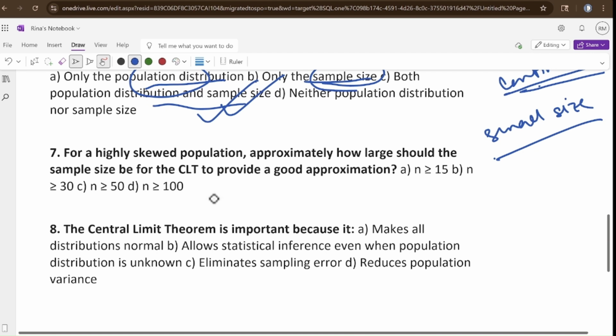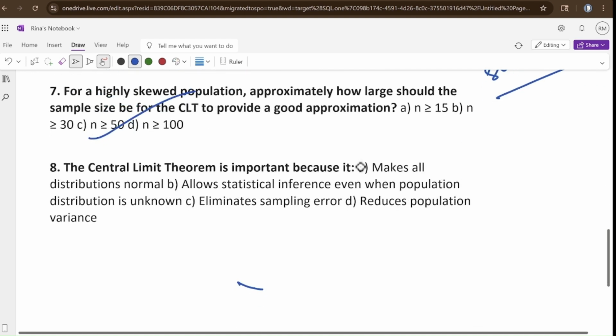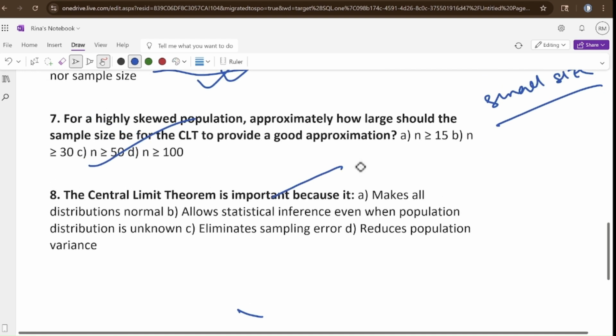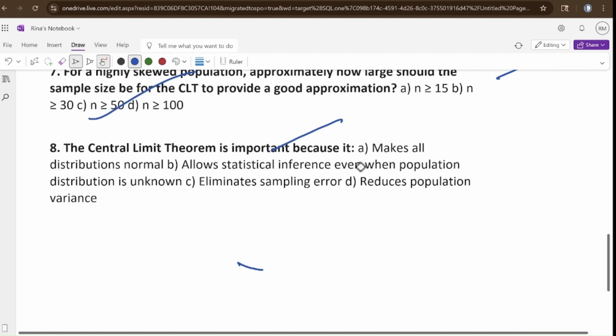For a highly skewed population, generally it is considered that you take n greater than or equal to 50. N is the sample size. Okay, now the next one. The central limit theorem is important because it makes all distributions normal. For that you have to take a greater sample size.